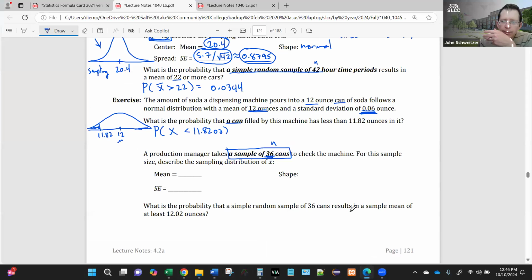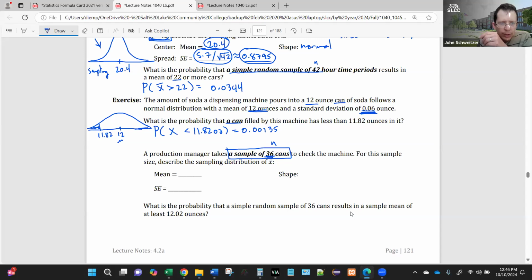So that probability, it's not too hard to calculate. We can just go right to the probability calculator. 0.00135. So about 1 out of 1,000, 1 or 2 out of 1,000 cans will have that little in it. Okay. All right. A production manager takes a sample of 36 cans to check the machine. Cans of Coke, it's not like a Ferrari or something. It's fairly inexpensive, so they can do larger samples and destroy 36 cans. It's not going to hurt them that much.